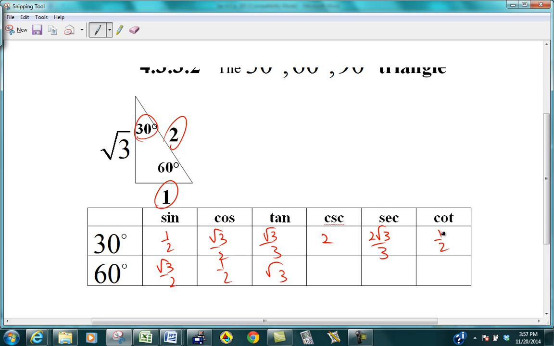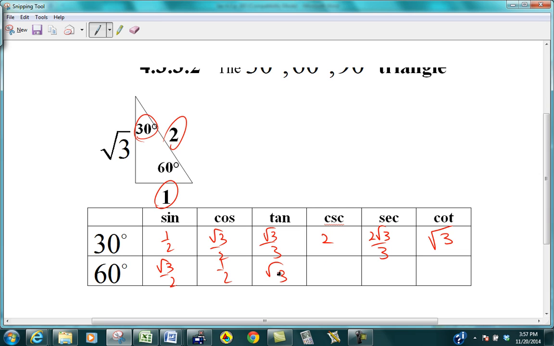Did I do this one right? This one doesn't make sense. Cotangent is going to be the reciprocal of root 3 over 3, so that's 3 over root 3 times it, so it becomes a root 3. Okay. Sorry, that's not a minus sign. There we go. Okay.